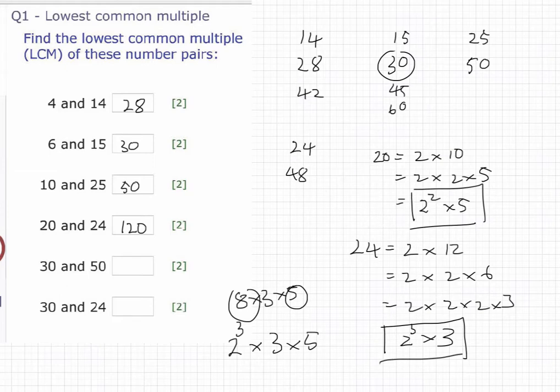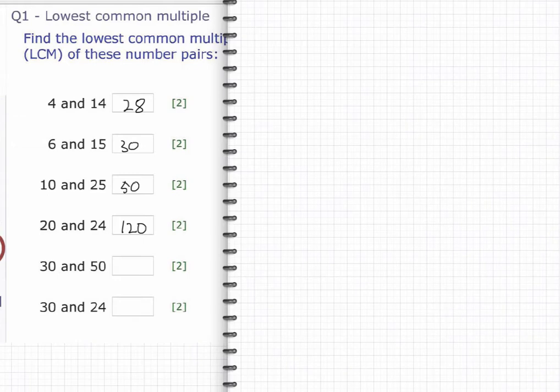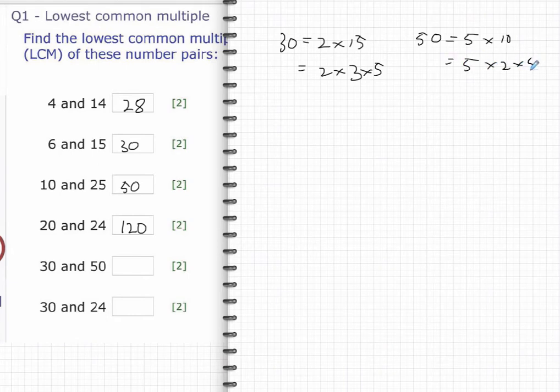Let's pause there for a second. Okay, we want 30 and 50. Right, so what we need to do is to break 30 down. So 30 is 2 times 15, which is 2 times 3 times 5. And 50 is equal to 5 times 10, which is 5. And 10 is 2 times 5. So this is going to be 2 times 5 squared.